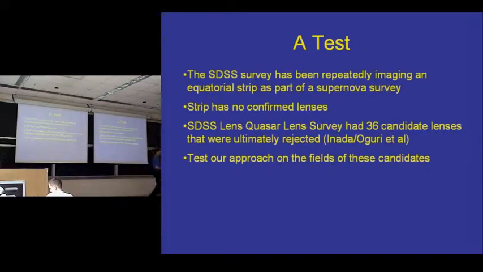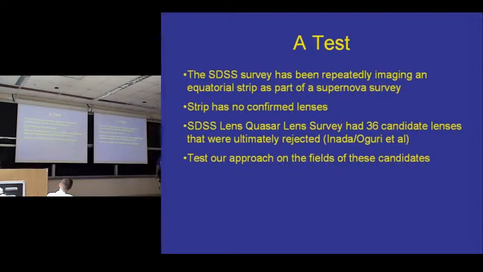So we've tried testing this, or this is as far as we've gotten in implementing this. At the time it was the public data for the SDSS supernova survey, so it was a limited number of epochs. We took the lens candidates from the SDSS quasar lens survey in that field. It turns out there were no confirmed lenses in the monitored strip. So we took the candidates, all of which had been rejected on other grounds as not being lenses as part of the survey, and said, well, let's just see if we can reject them using this technique as well.